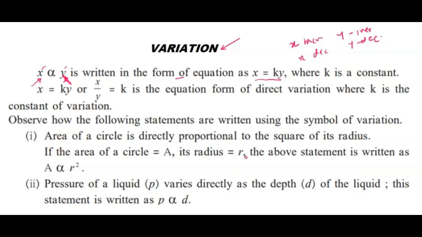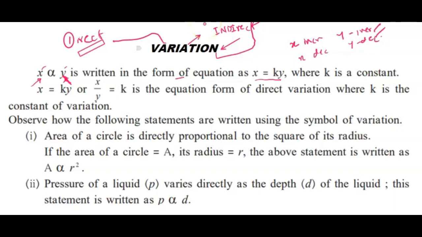Now, there are two types of variation. One is called direct variation, and the second one is indirect variation. So indirect variation and direct variation are the two methods. Direct means just what I explained: if one is going up, the other is up; if one is down, the other is down. Both are working directly.